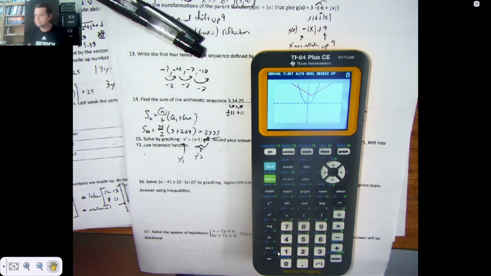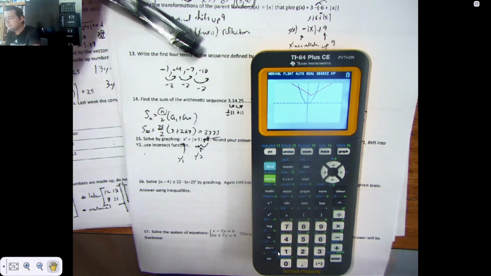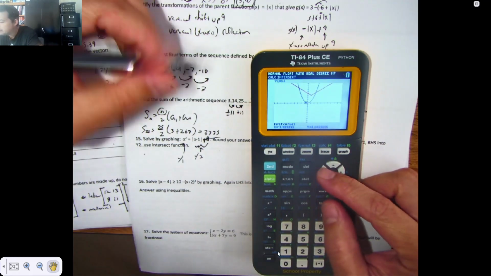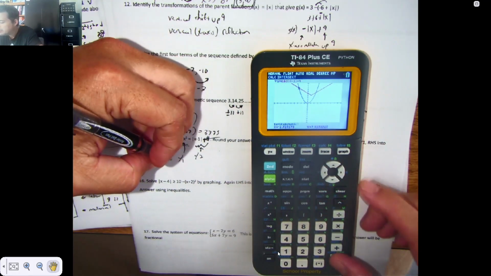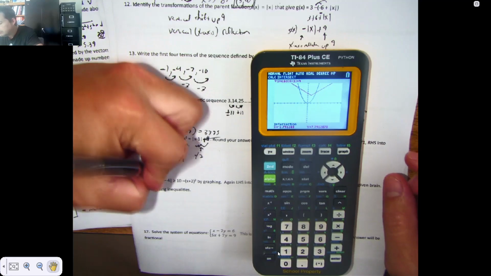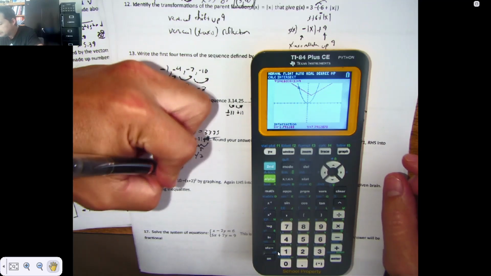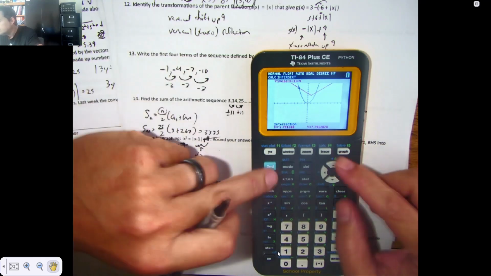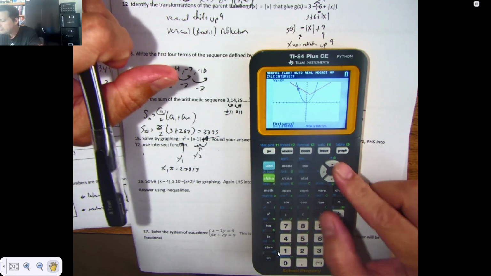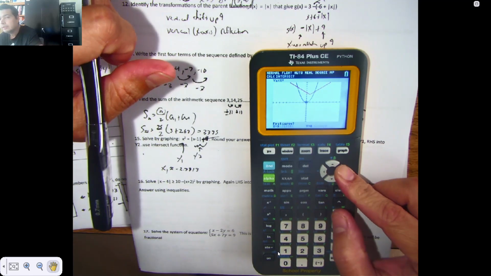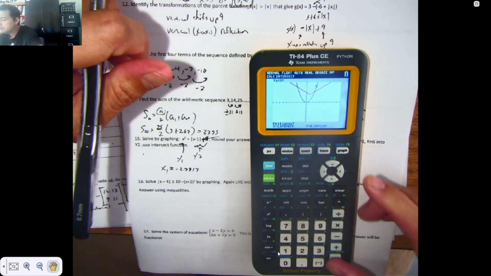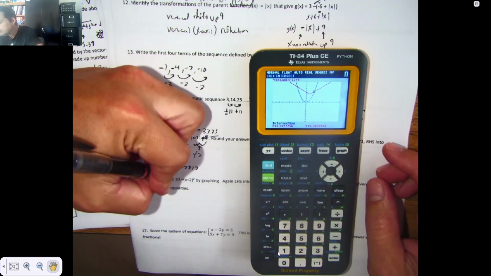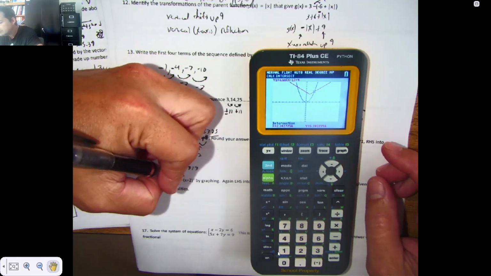And back to it. All right. Hit second trace 5 for intersect. We're going to get close there. Press enter, enter, enter. One of my x values is about negative 2.7913. Second trace 5. Get close to the right one. Press enter, enter, enter. And the other x value is about 2.3028.